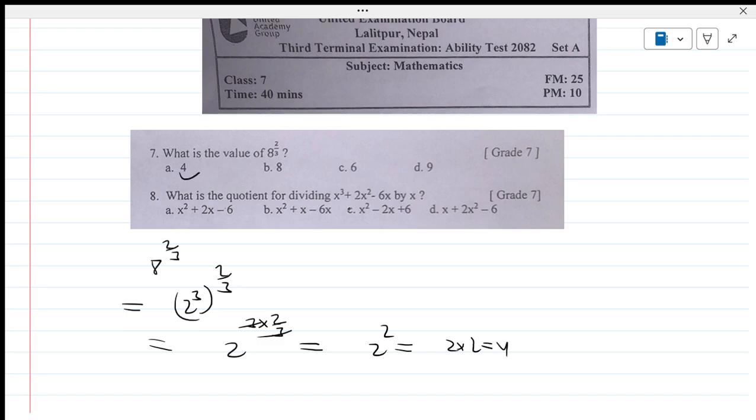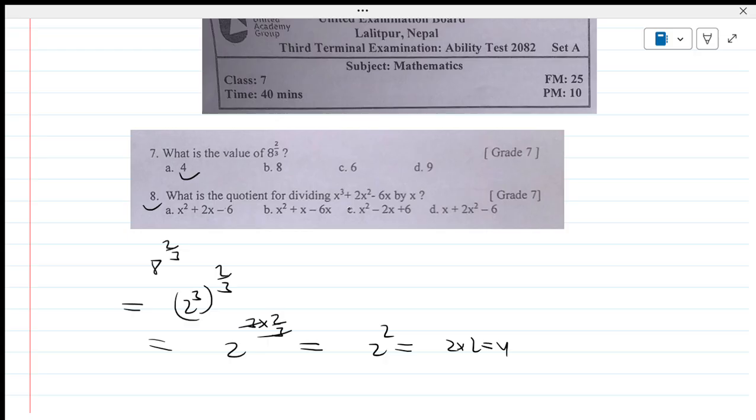So its option is 4. So number 7 is done. Now number 8. So in number 8, what is the quotient for dividing x cube plus 2x square minus 6x by x? So what you have to do here, by x you have to divide this.